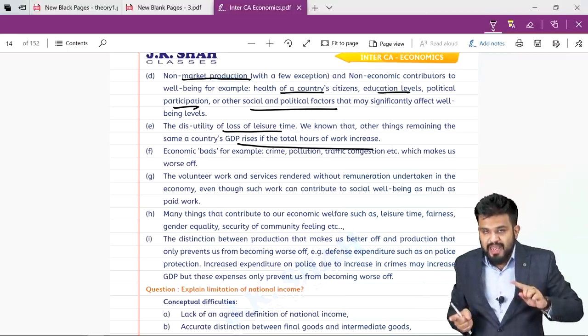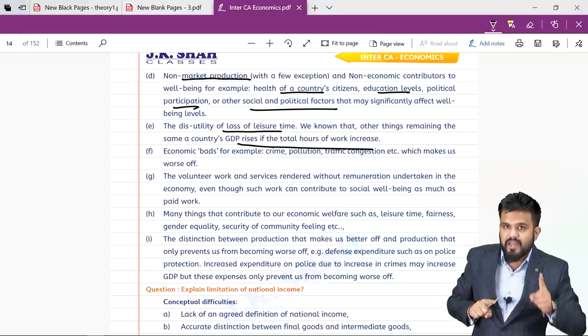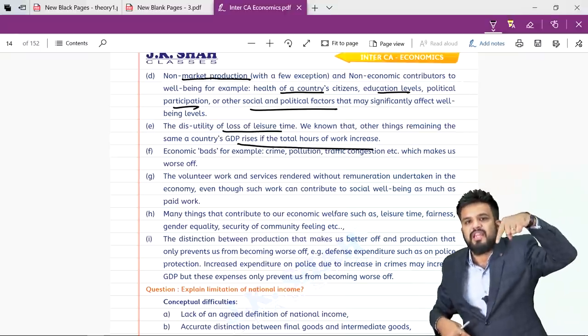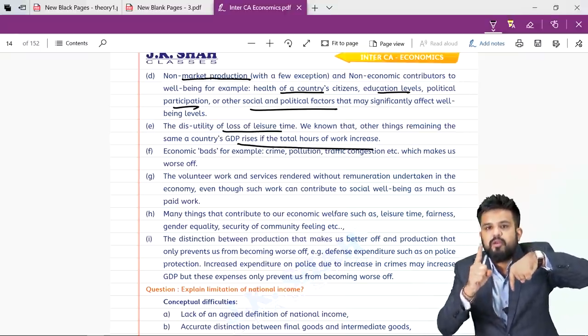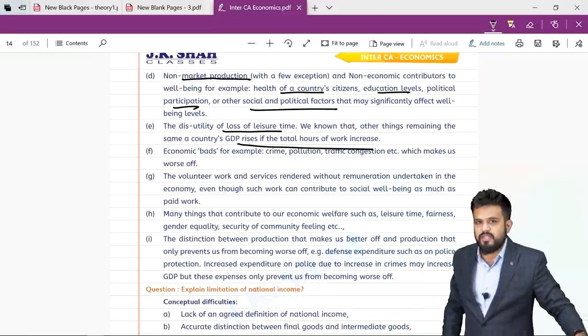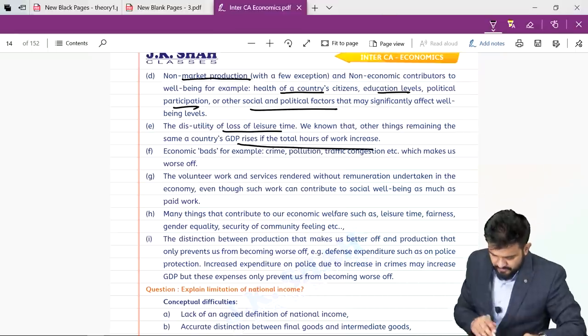So leisure and GDP. Higher the leisure time, lower can be GDP growth, and lower the leisure time, higher will be the GDP growth, because people are spending more number of hours at work, producing more number of goods and services, growth has to increase.